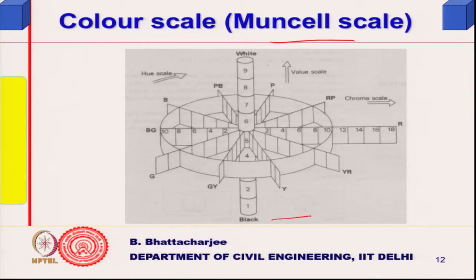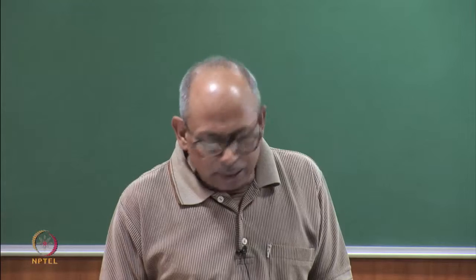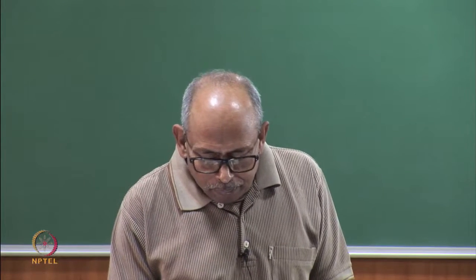So, you see there is a scale along this vertical line, it is black to white. Black is 1, white is 9; it is a 1 to 9 scale actually. So, these are called values. Value varies from 1 to 9, a relative scale. Actually, value corresponds to reflectivity.